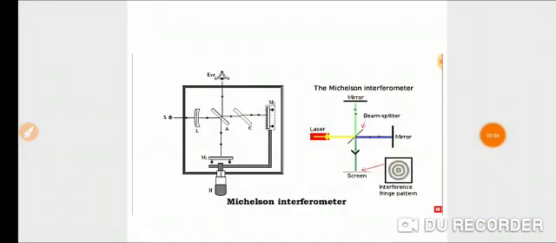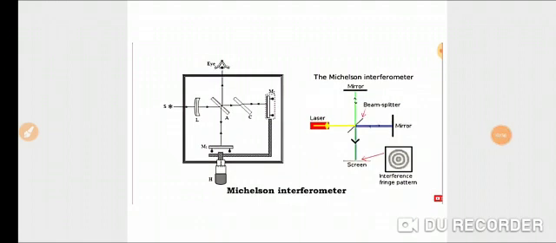See, this is another image of the Michelson interferometer. Here, monochromatic light such as a laser is used, with two mirrors perpendicular to each other and a beam splitter, and the interference pattern is formed on the screen.